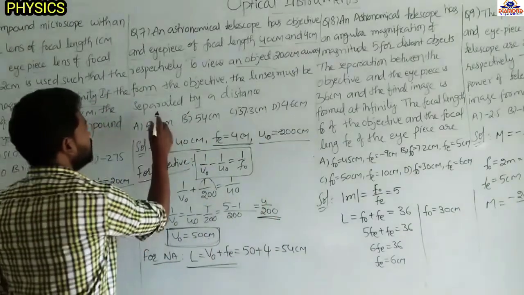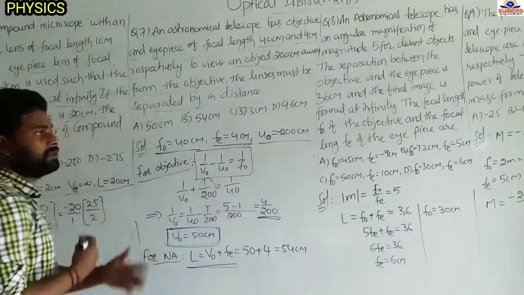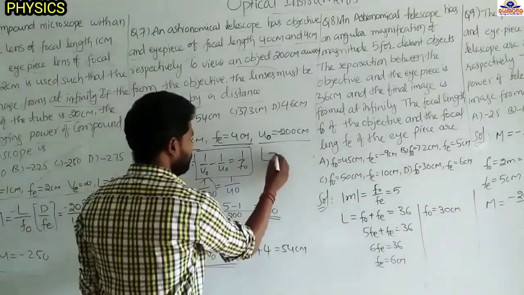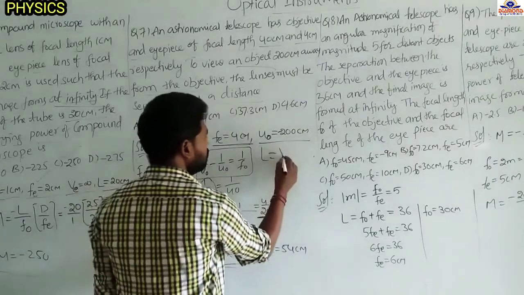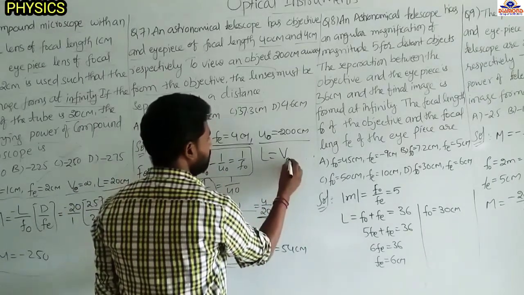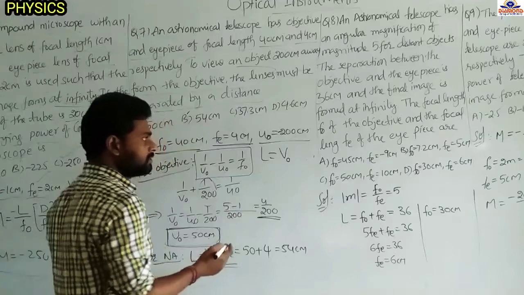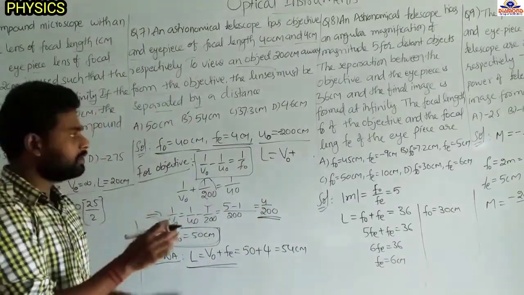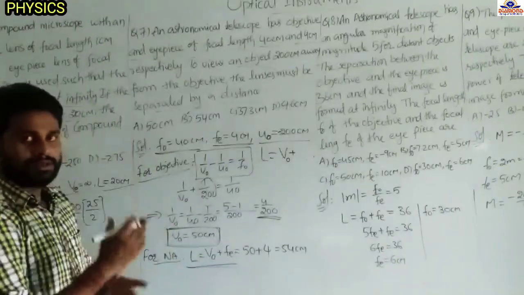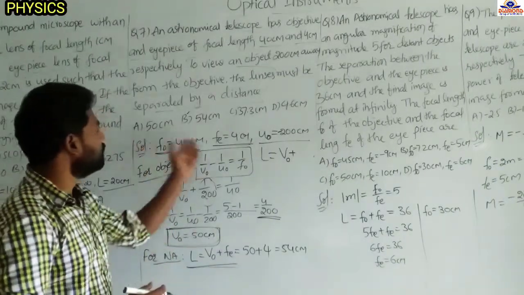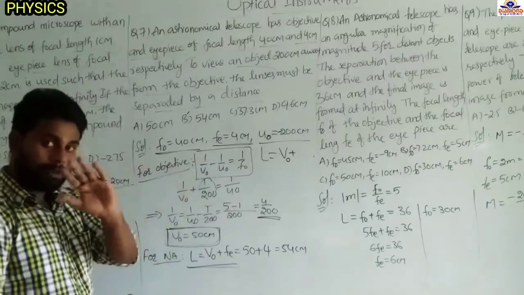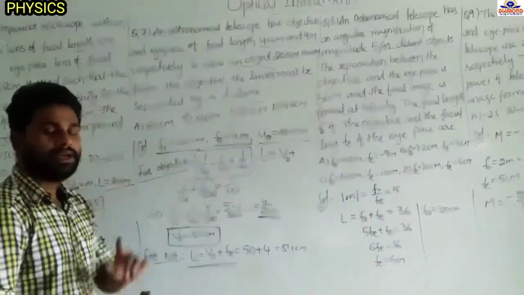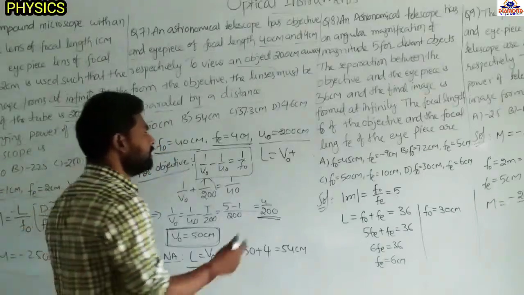The lens must be separated by a distance, which means we have to find the length of the tube. The length of the tube L equal to the image distance of the objective lens plus, okay, now the object distance for the eyepiece is nothing but this image distance. Here the u value from the eyepiece we don't know, that is nothing but this image is forming at the focus of the eyepiece. Now here we have to consider Fe.